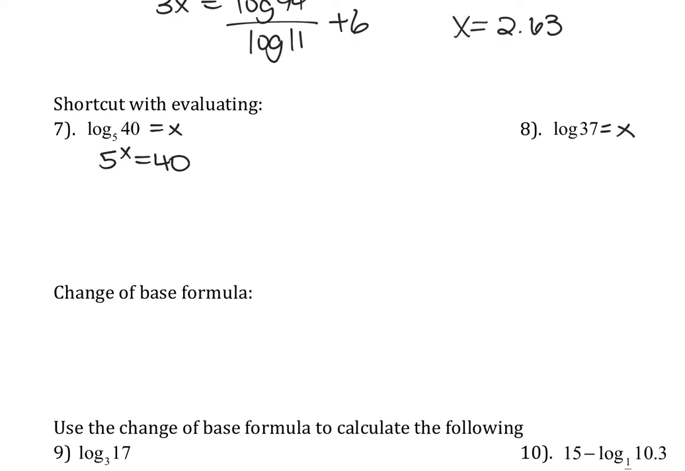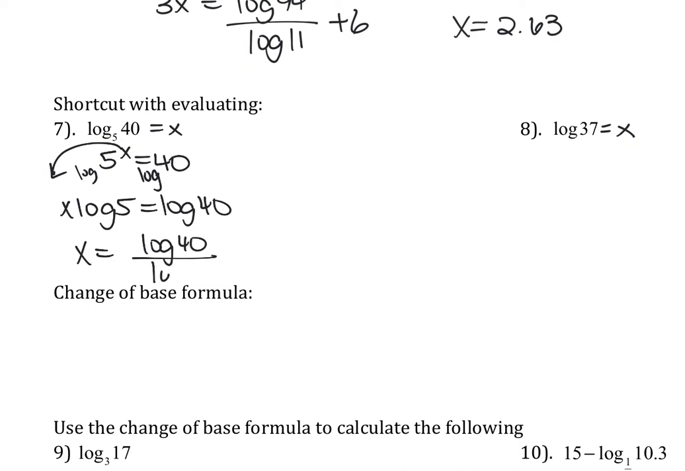Notice the same problem from the front. I can't get like bases, so I'll take the log of both sides to be able to bring the x out in front. And then to get x alone, I'll divide by log 5. And we already have the decimal answer on the front, so I won't do it again. Take a look at where that 40 and that 5 appear in the original question.